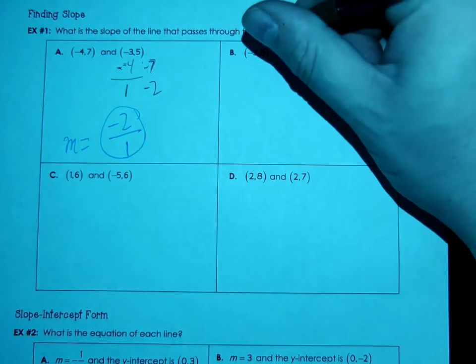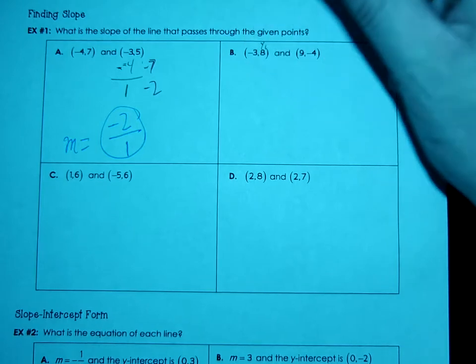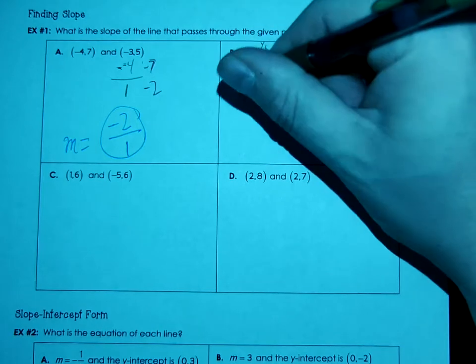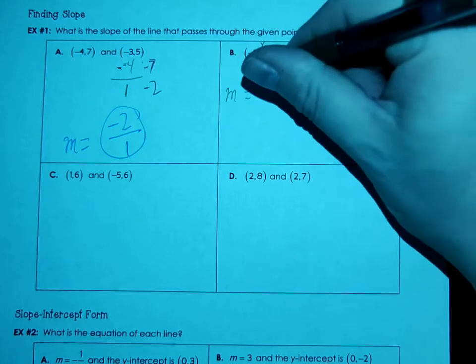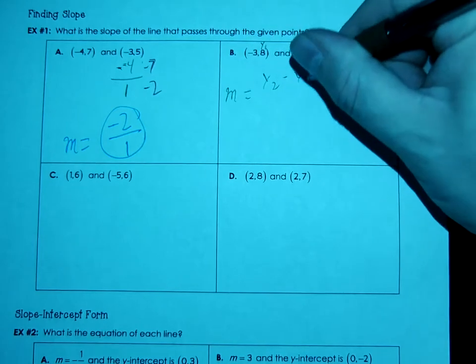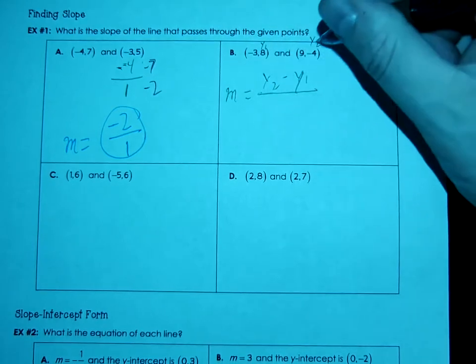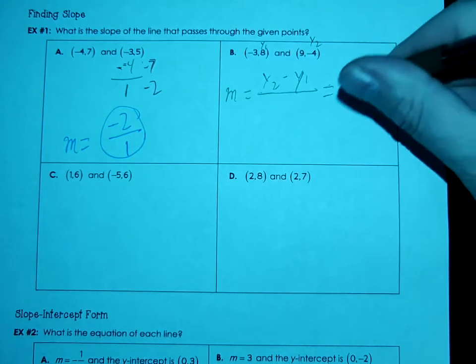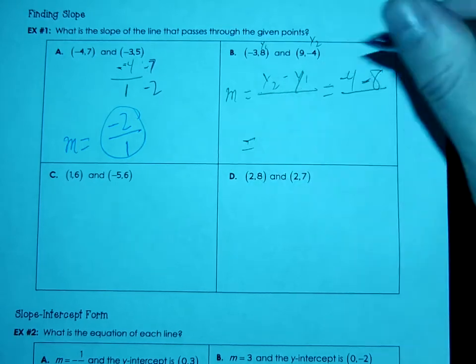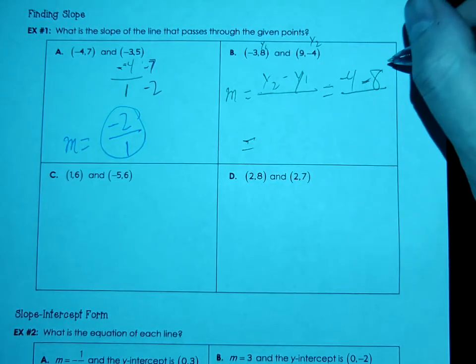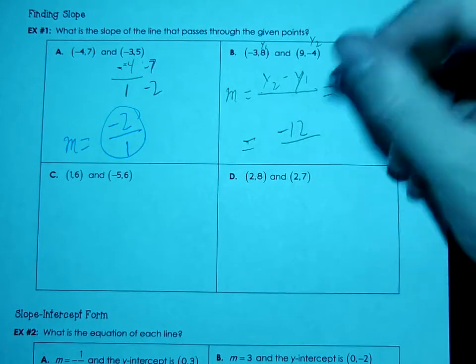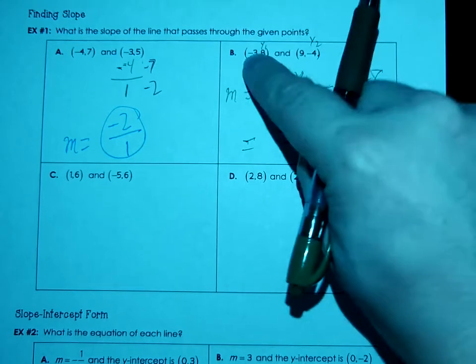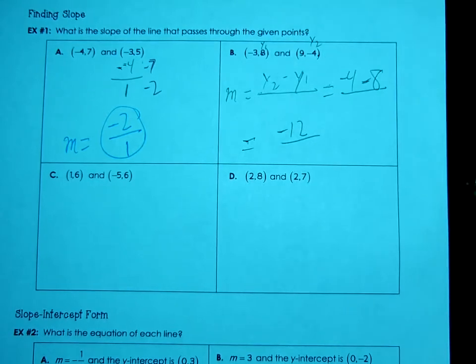If you want to do it this way, here's my first y value, here's my second y value. The slope is equal to y2 minus y1. y2 is -4 minus 8. So the top of that fraction is going to be -12. You could also say that the y's decrease by 12. From 8 to -4, there's a decrease of 12.